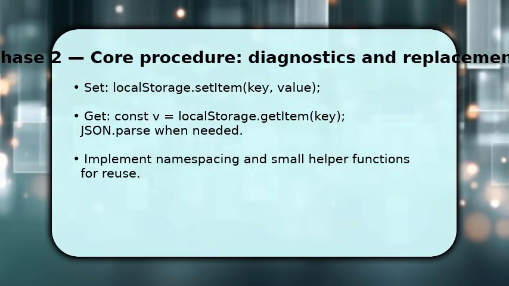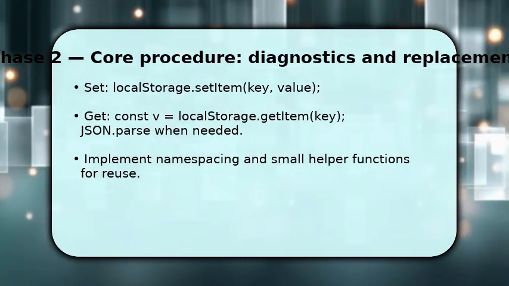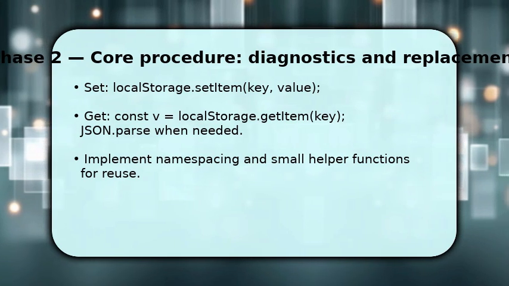To keep code maintainable, create helpers like save(key, value) and load(key, fallback). Also consider adding simple namespacing and versioning to handle future schema changes.